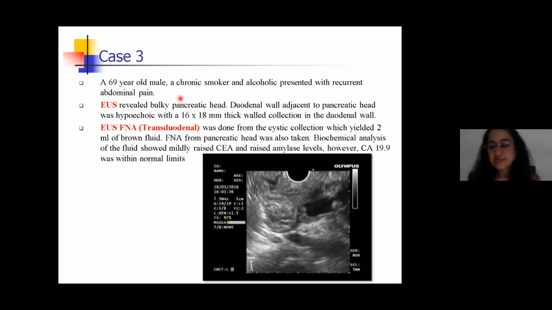So that was about differentiating chronic pancreatitis from adenocarcinoma and the challenges that we often face. Coming next to case 3. Now, this was a 69-year-old male, a chronic smoker and alcoholic who presented with recurrent abdominal pain. EUS showed a bulky pancreatic head, and the duodenal wall adjacent to the pancreatic head was hypoechoic with a thick-walled collection in the duodenal wall. EUS FNA was done from the cystic collection and also from the pancreatic head. Biochemical analysis of this fluid showed mildly raised CEA and amylase, but CA19-9 levels were within normal limits.